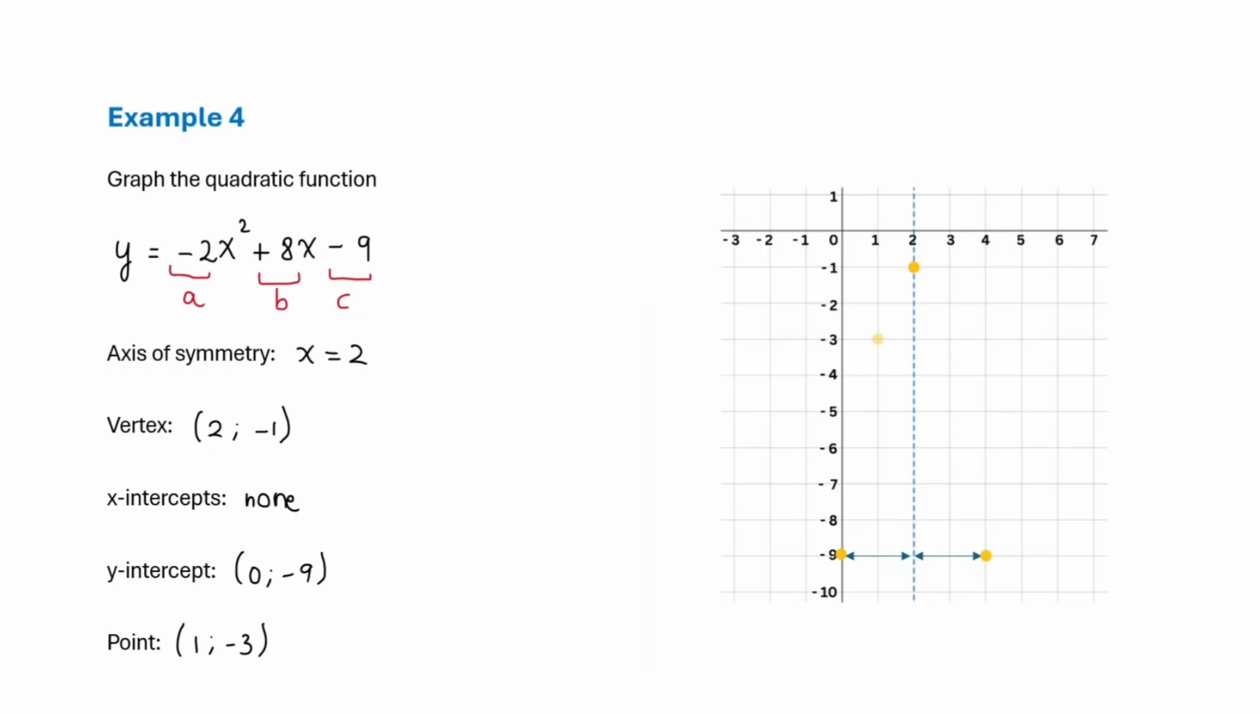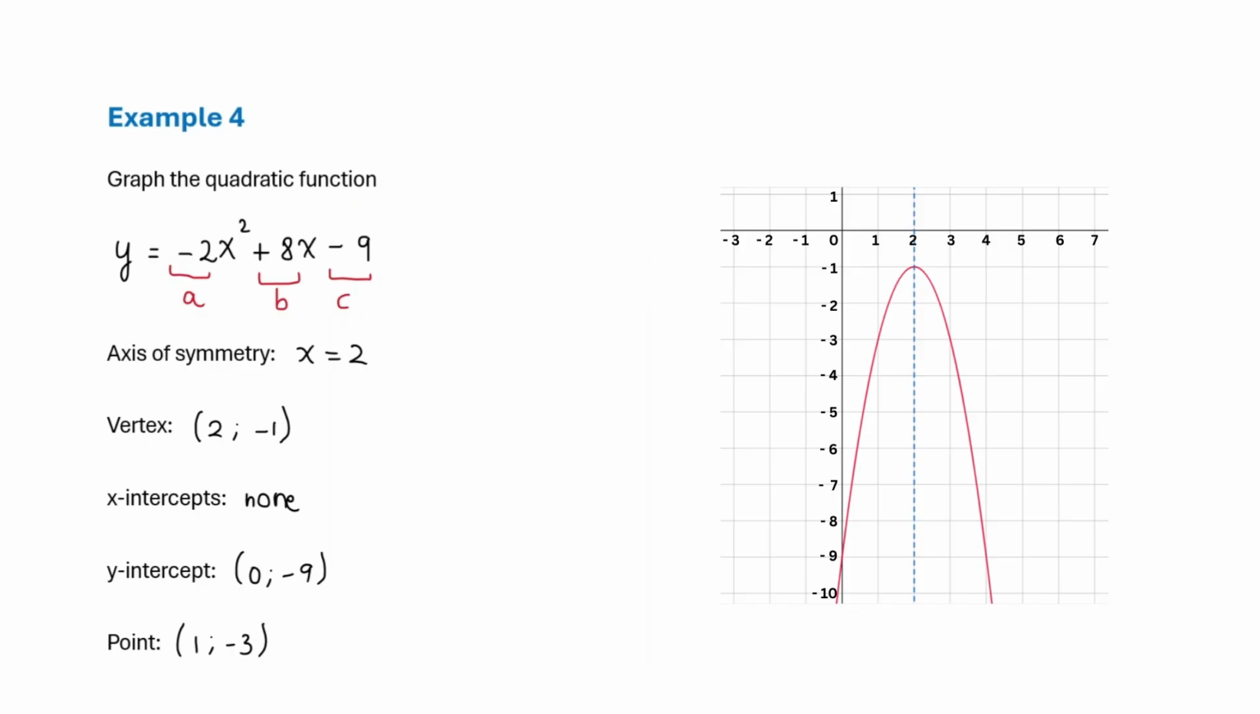The additional point is 1, negative 3. It is 1 unit to the left of the axis of symmetry, so its matching point is at 3, negative 3. Finally, draw a smooth, downward opening curve through the points, making sure that both sides are symmetrical about the line x equals 2. That completes the fourth and final graph.